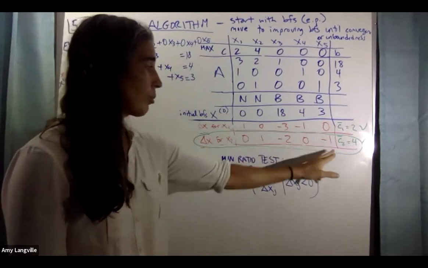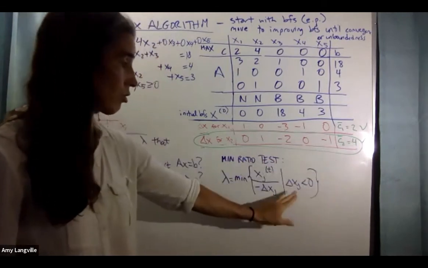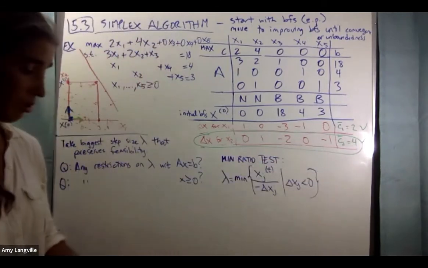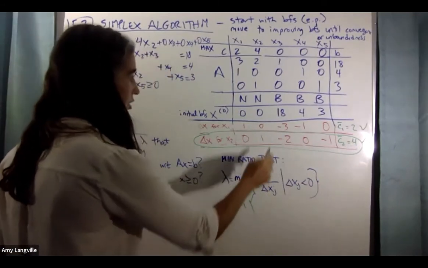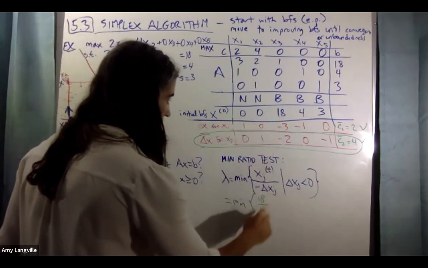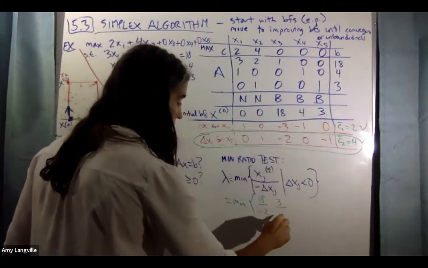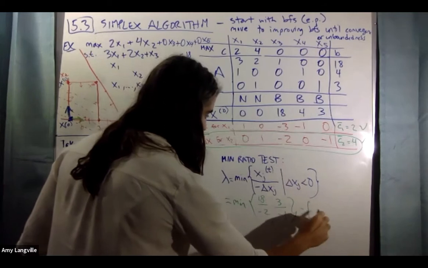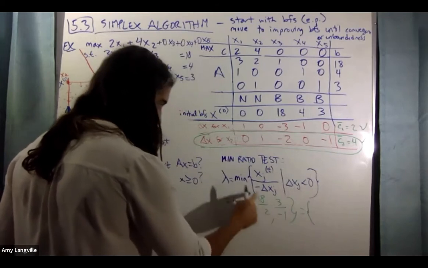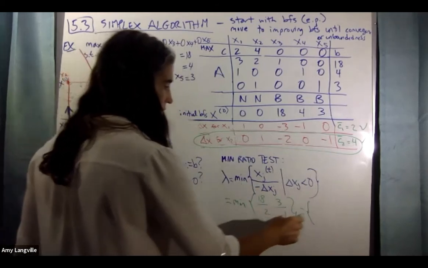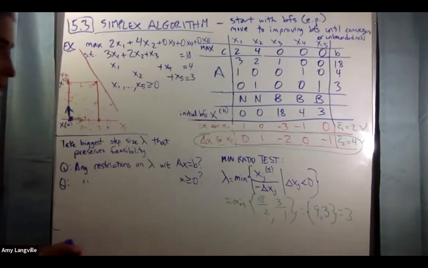In that one, there are only 2 components that concern us. Those are the delta x3 component and the delta x5 component. Those are the 2 that are negative. And all I have to do is choose the minimum of, in this example, x3 started at 18 and x5 started at 3. And so I need to choose the minimum of, negate the negative, so this actually becomes a positive, that becomes a positive. So 9 and 3. The minimum of 9 and 3 is 3. So I'm going to set my lambda to 3.